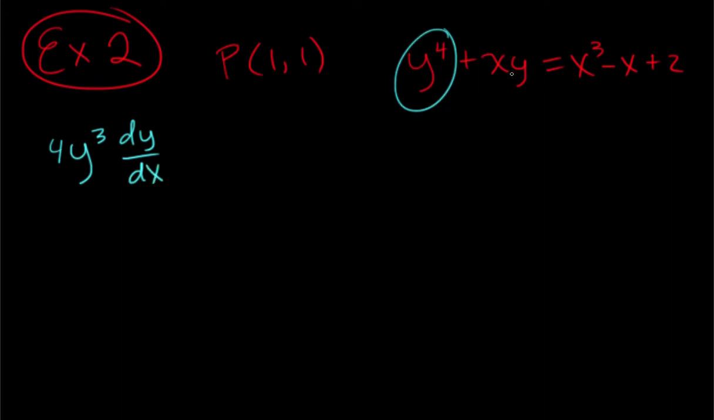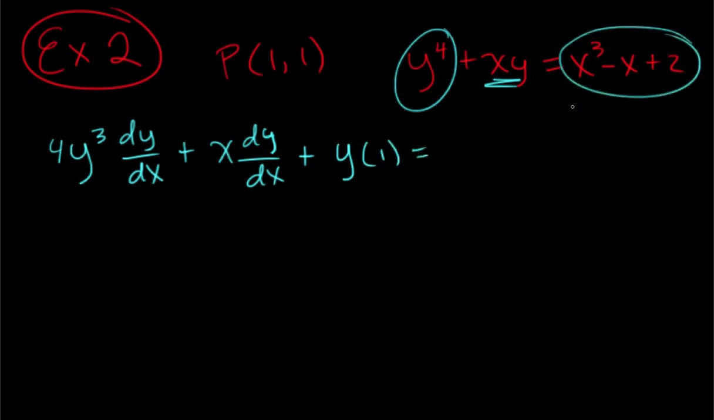Over here, we have to do the product rule. So if you remember the product rule, it's the first one times the derivative of the second one. So we just write x, and then the derivative of y is dy dx. Then we add that to the second one times the derivative of the first, which is just 1. Okay, and then if we take the derivative of this, it's just a polynomial, so we can just use the power rule. We end up with 3x squared minus 1.